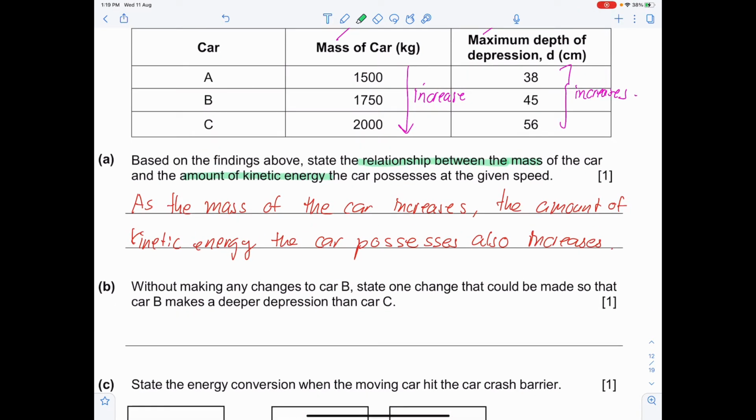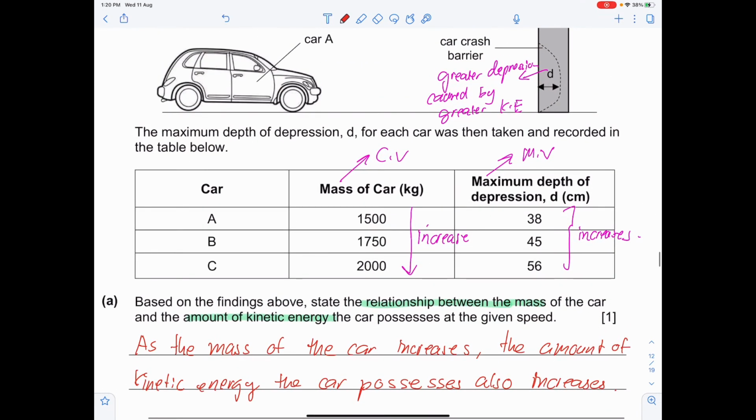Now, without making any changes to car B, state one change. Okay, no changes. State one change that could be made so that B makes a deeper depression. So remember this, in order for it to make a deeper depression, you would actually need to have more KE. So ask yourself, in this case, how can you get more KE? So remember that when you are driving, there are other energy conversions, and one of them is actually to heat, and heat is actually a result of friction, right? So when there's friction, heat or even sound energy will be converted as your car is traveling. So you want to reduce friction so that there is actually more KE.